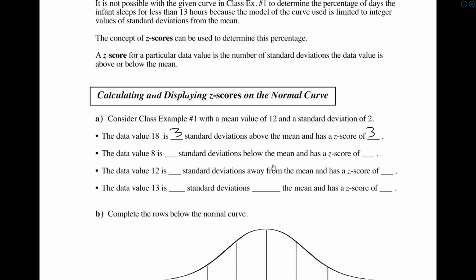A Z-score is just saying how many standard deviations it is above the mean, plus or minus. How would the other data value be? It's 2 standard deviations below the mean, so it has a Z-score of -2.